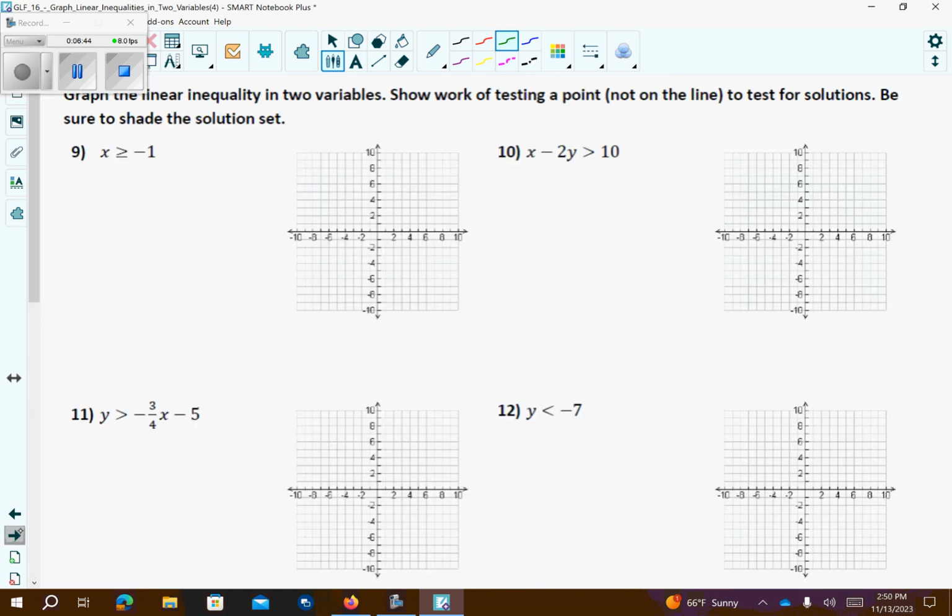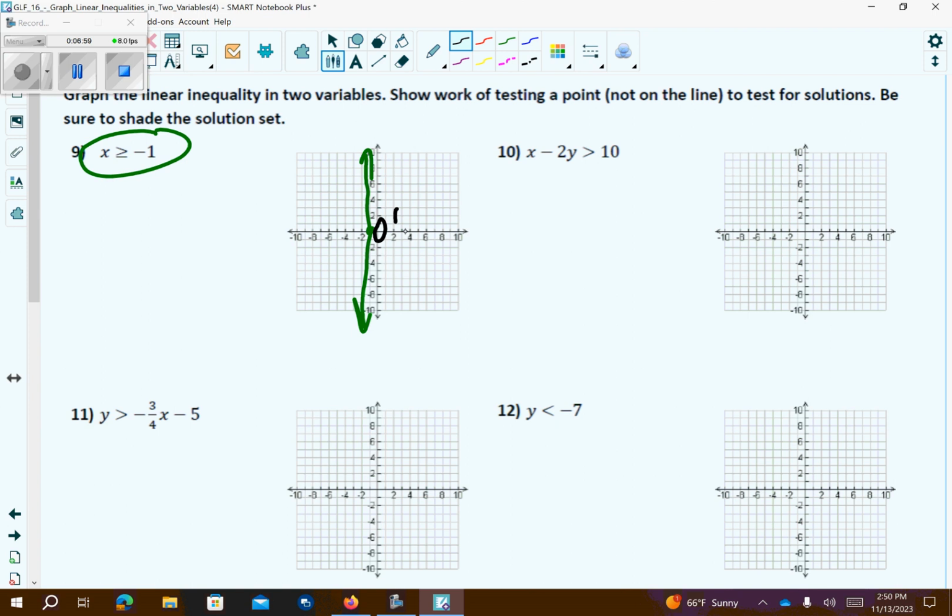On the back side, we're going to start graphing. This is one of our special cases. This is a vertical. It's a vertical line, solid. We're going to pick 0, 0 as our test point. We can only use this. Is 0 greater than negative 1? Yes. Shade the side 0, 0's on.